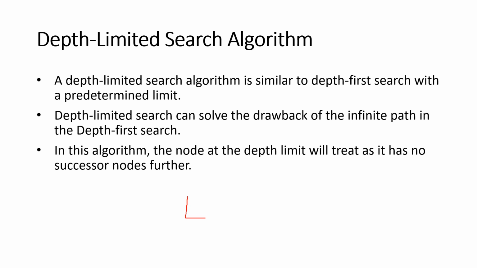We start from the root node and explore nodes depth first, similar to DFS, and keep track of the current depth. If the current depth is equal to our limit, we stop expanding. It returns success if the goal is found, cutoff if the limit is reached, and failure if no solution exists.